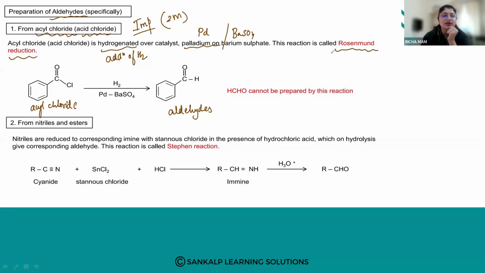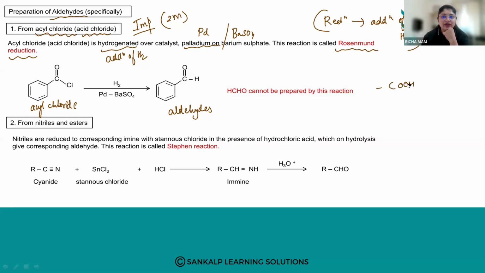Okay, Rosenmund reduction. So what are we doing here? Reduction means what, students? Addition of hydrogen. Right. So we are doing reduction. What is our starting product? Acid chloride. Acid is what? This is our acid, carboxylic acid.